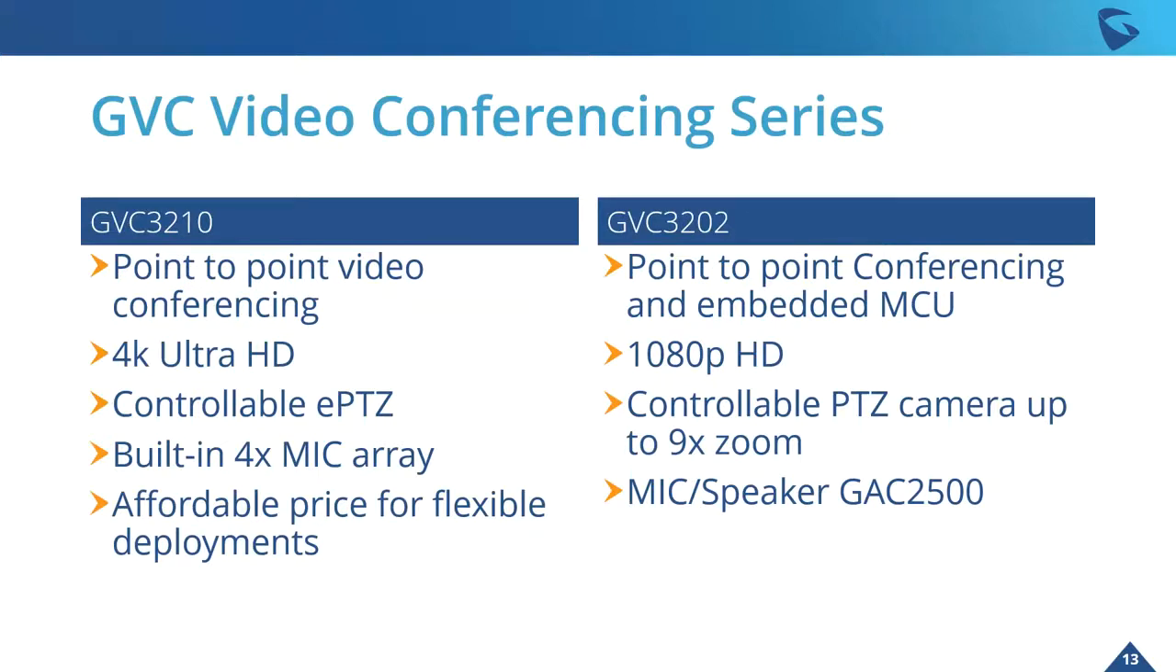Controllable ePTZ compared to the controllable pan tilt zoom camera on the 3202 that also has up to 9x optical zoom. The 3210 has a built-in 4x mic array, compared to the 3202 needing and using the GAC2500, which is our audio conferencing device I showed earlier.